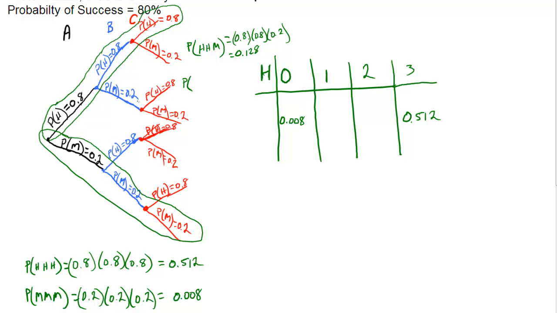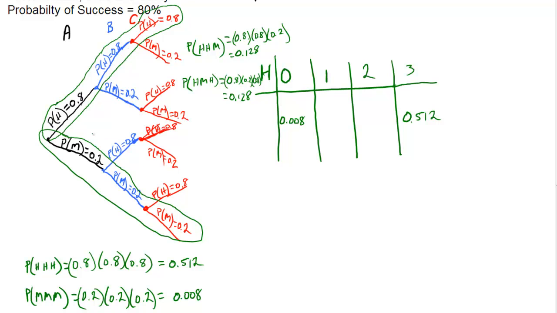And we can look at this branch. Well, this is a hit, followed by a miss, followed by a hit. So that is, again, getting 2 hits. Just in a different order, but they're independent, so it doesn't matter. 0.8, 0.2, and 0.8, and you'll see it's still 0.128.